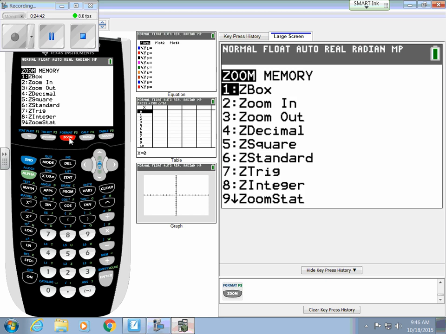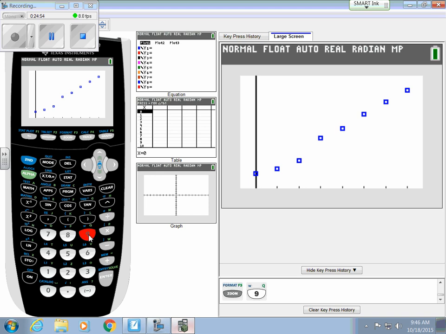So if we hit the zoom, and if we look down here to number 9, it says zoom stat. What that will do is zoom our graph into just a place where we have our data. So if I hit zoom stat, there is my scatter plot. So there are the points that we have, which is what it looks like in the book.